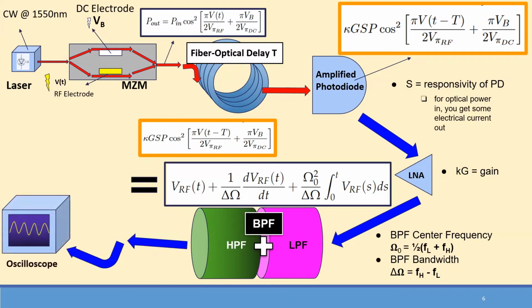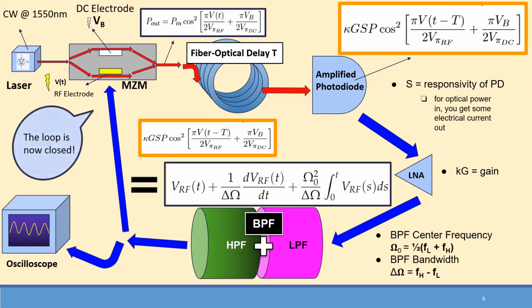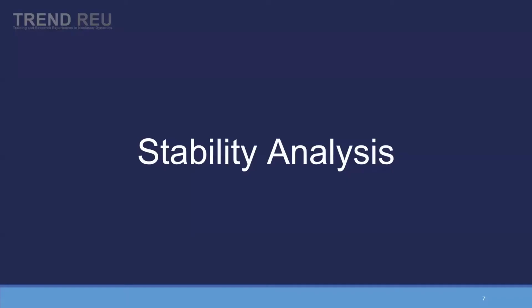We can measure the RF signal on an oscilloscope. And finally, we close the loop when we input that RF signal back into the MZM at this part here.